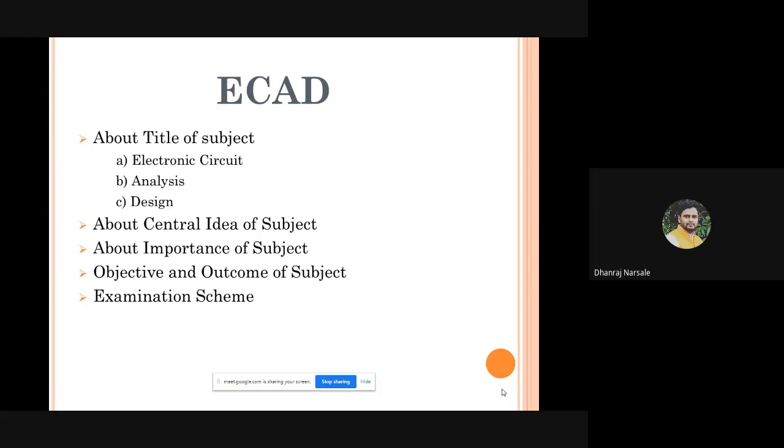But due to this COVID situation, if the situation is normal, then the exam will be offline. If the situation is not normal, then your exam will be online. Your exam will be decided according to the situation. So you should be ready for both. If an offline exam is there, you should be ready. If an online exam is there, you should be ready.